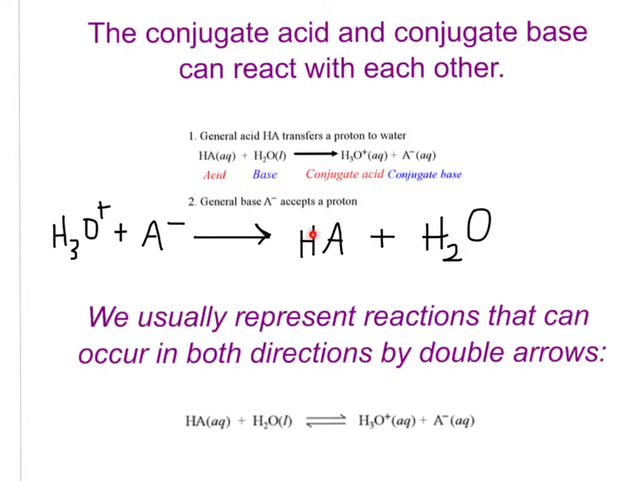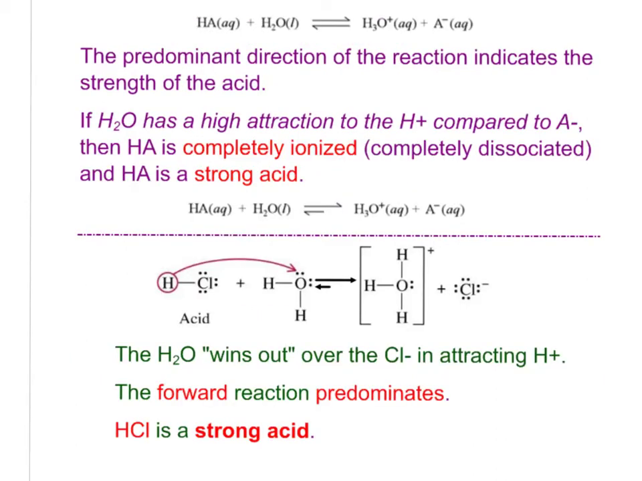Indeed, this happens. The reaction can go both ways. We usually represent reactions that can occur in both directions by double arrows, like this. So I would actually write the reaction with arrows going both ways, like that. So now that we know this reaction can go in both directions, we need to talk a little bit about what direction the reaction tends to favor, the predominant direction of the reaction, because that's going to make a difference in how we write the arrows.